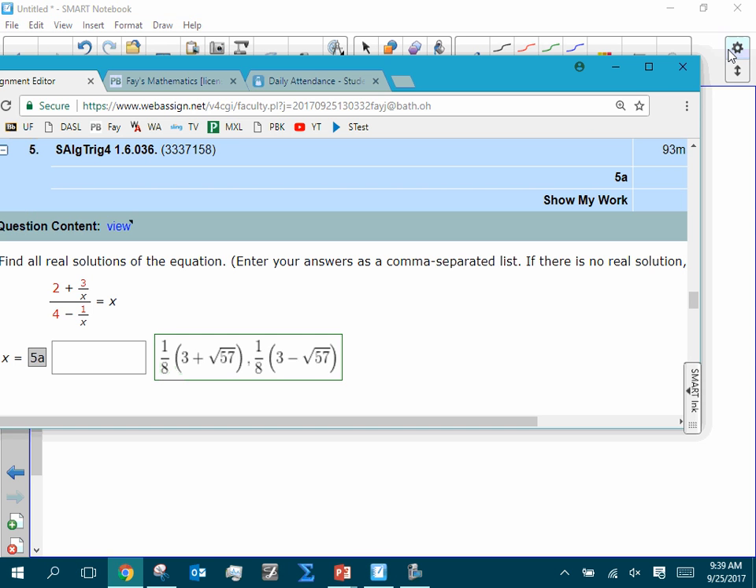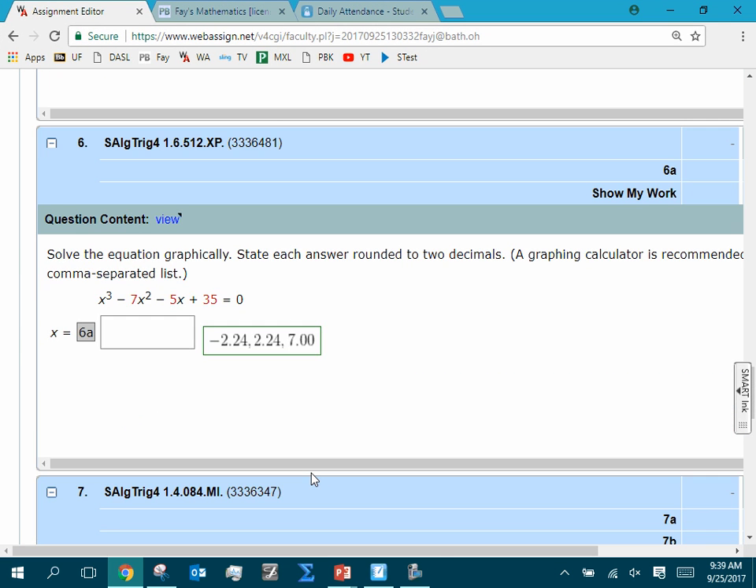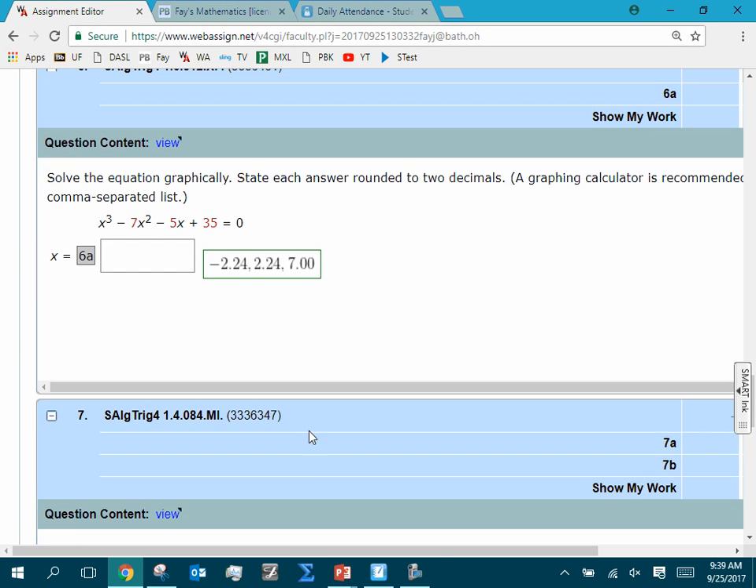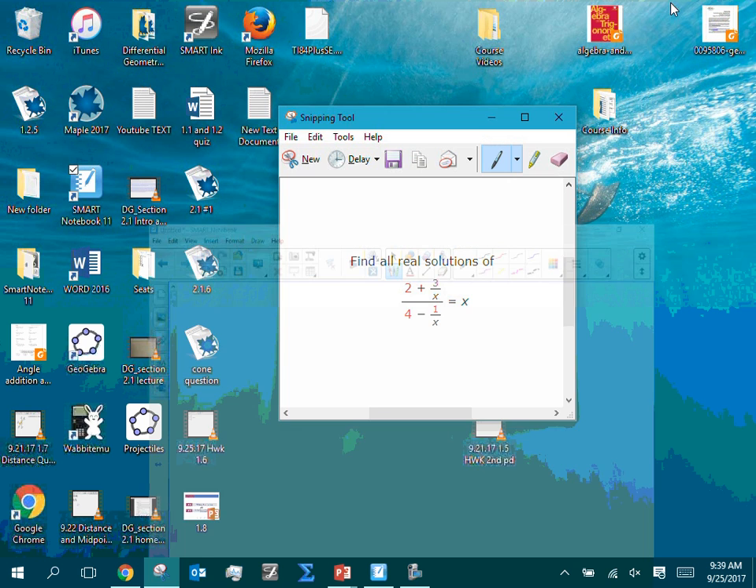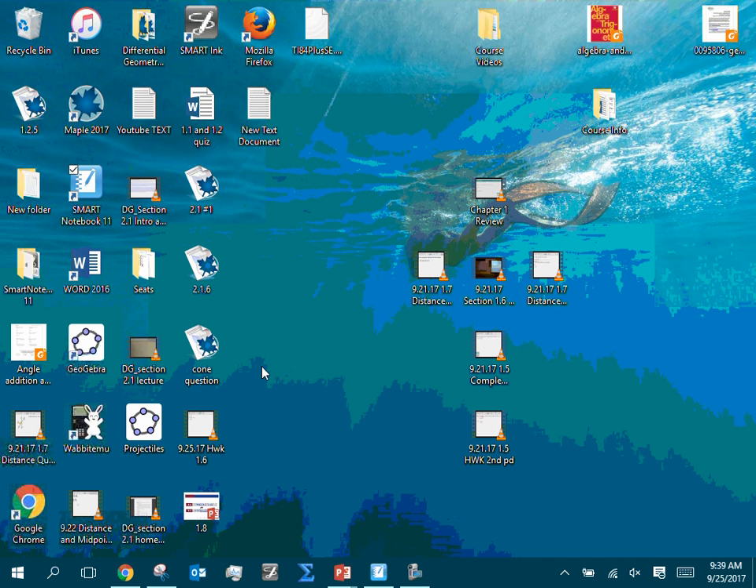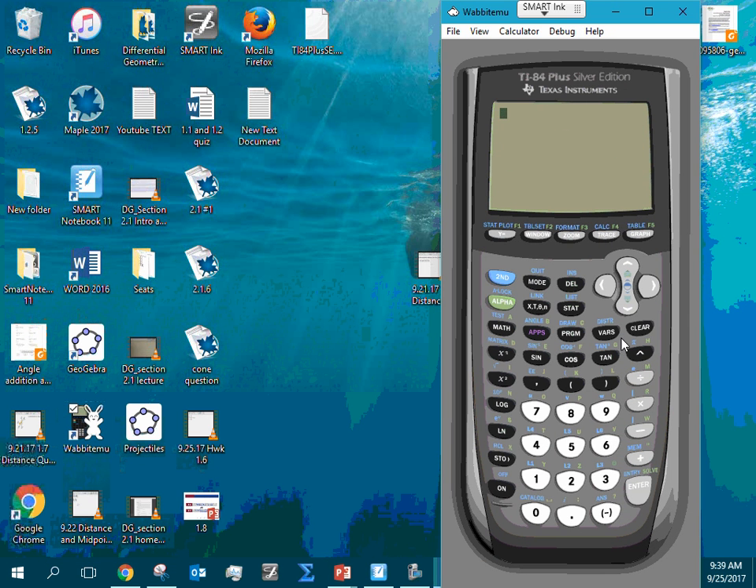So those were 4 and 5. This one here, to solve the equation graphically, okay? Let's just use our TI-83s real quick, show you how to do this. There is a video under one of the lessons that we've done, I forget which one it was, that walks you through this. We can do it together.